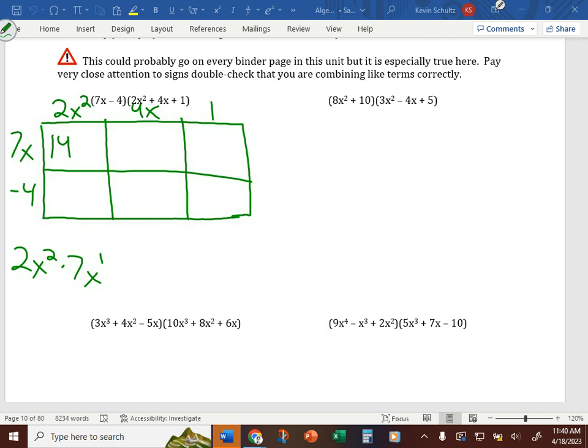So 2x squared times 7x: 2 times 7 is 14, and for x squared, we add the powers, 2 plus 1 is 3. We get 14x cubed. And if we think about this in expanded form, it makes perfect sense. 2x squared is 2 times x times x, and we're multiplying that by 7x. Well, how many x's do we have there, all being multiplied together? 3 of them, right? 2 times 7 is 14, 3 x's total, x cubed.